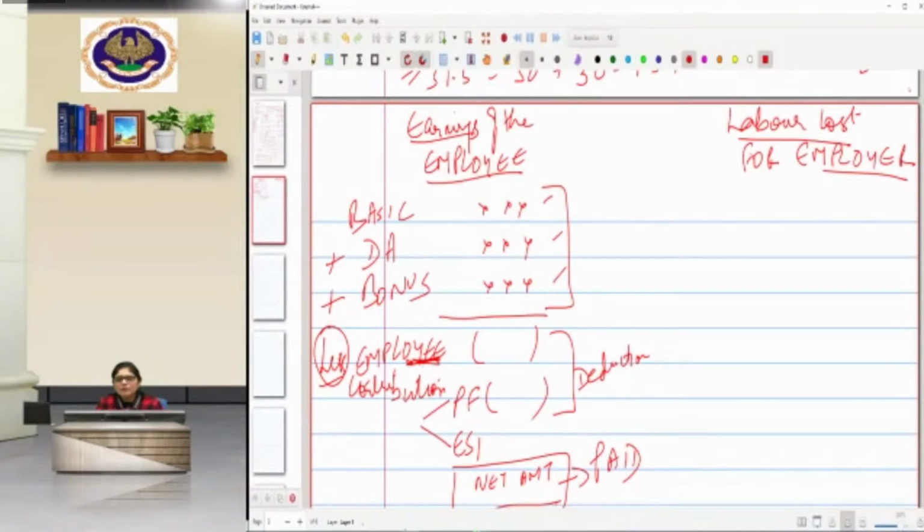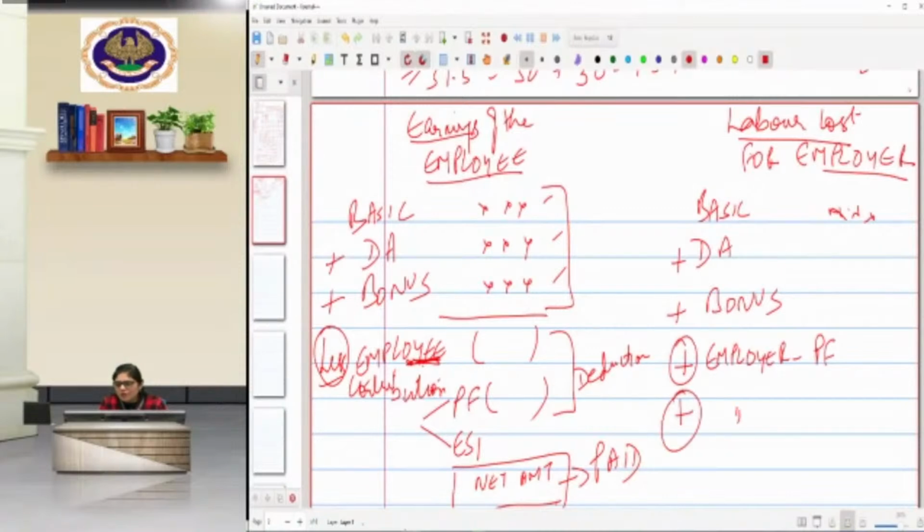But when we calculate the labor cost, basic we'll be adding, then DA will be adding, and bonus will be adding. And we'll be adding the employer contribution to PF. We'll be adding the employer contribution to ESI, because we are calculating the cost to the employer. Apart from this, over and above this, the employer is contributing PF and ESI also. So the total is the total cost to the employer. Clear? So that's the difference between the two.